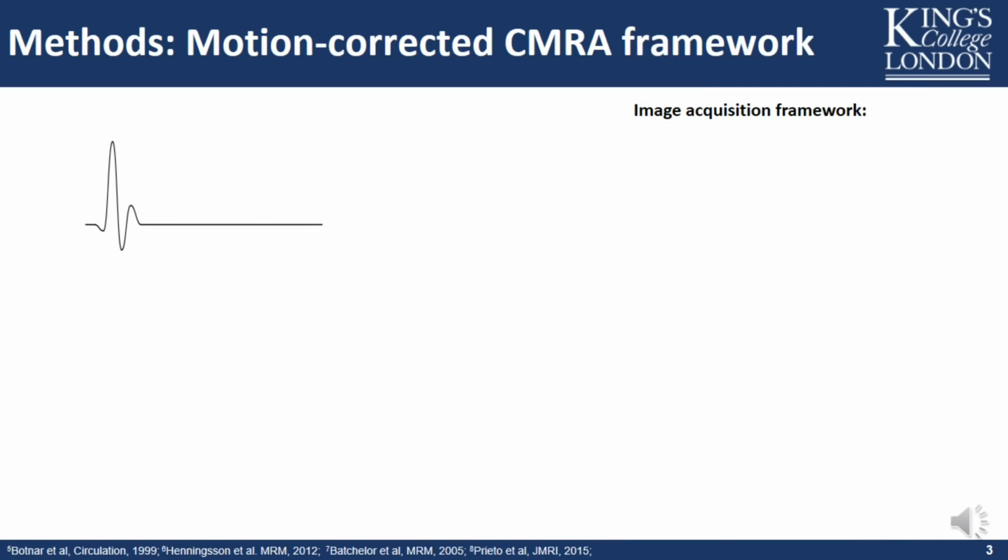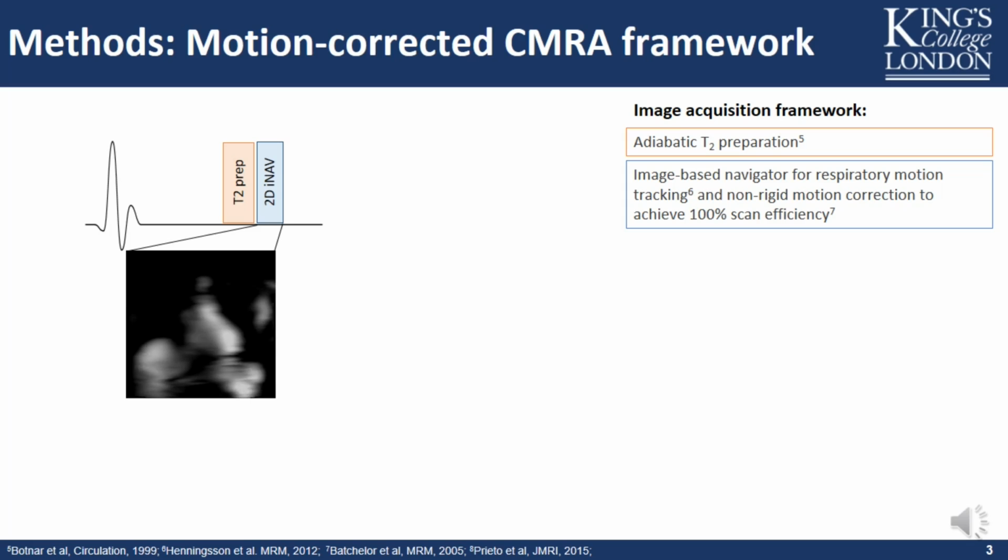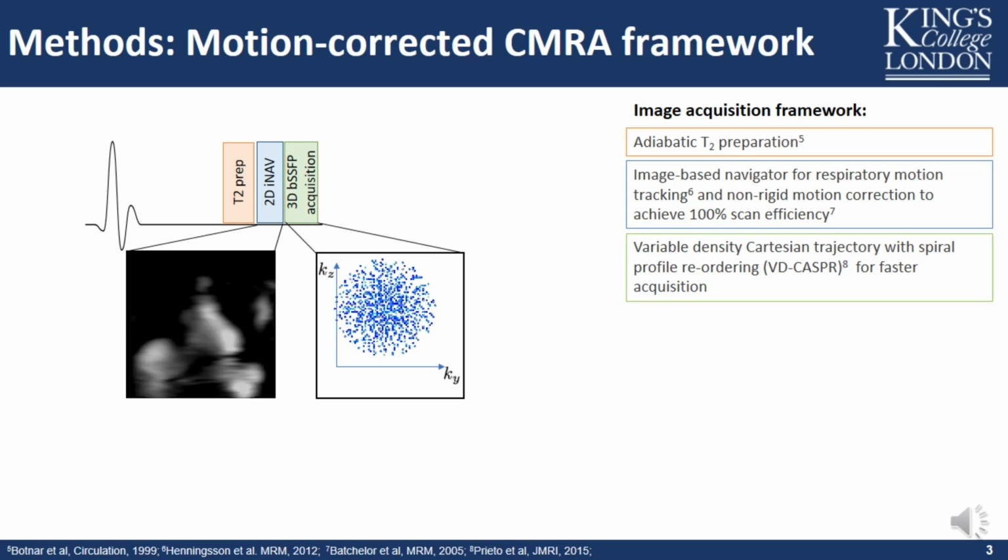The free-breathing motion-corrected 3D whole heart CMRA acquisition framework consists of adiabatic tissue preparation, low-resolution coronal 2D image-based navigators, which are acquired to track the respiratory motion of the heart and enable 100% efficiency, and a variable density Cartesian trajectory with spiral profile reordering for faster acquisition.